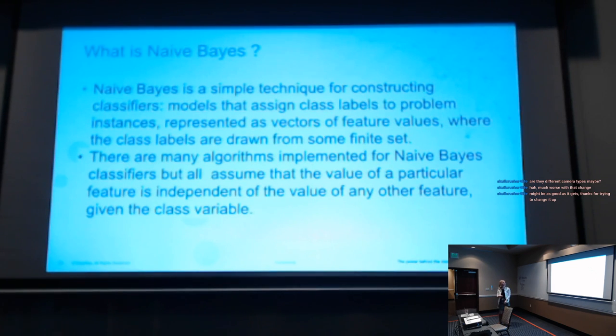Sorry, there's a lot of text on this, but naive Bayes, I always say it wrong, is a simple technique for constructing classifiers. So you're going to generate a model that assigns class labels to various problem instances. That's some fancy language for, in our case, the rows of data, right? There are actually many different algorithms that have been implemented for naive Bayes, but they all assume the same thing, which is that the value of each particular instance feature, in our case the columns in the row of the item that we're trying to classify, are all independent.